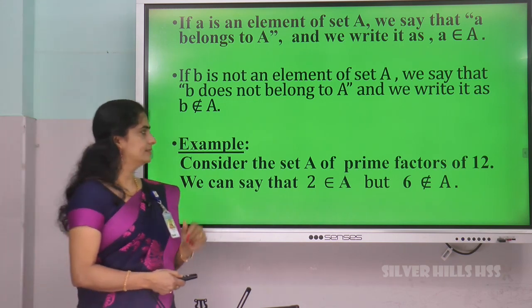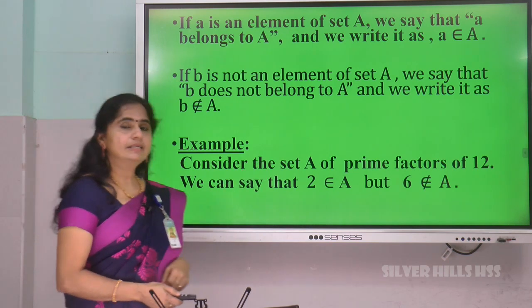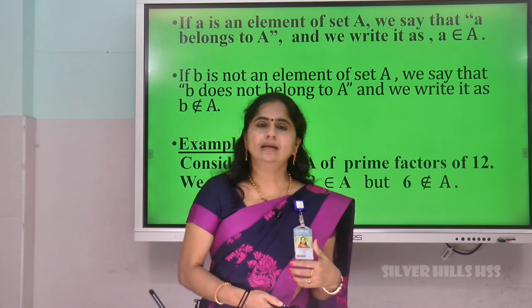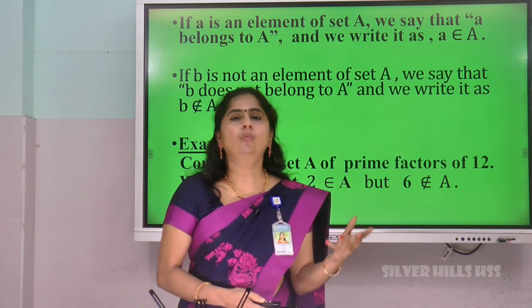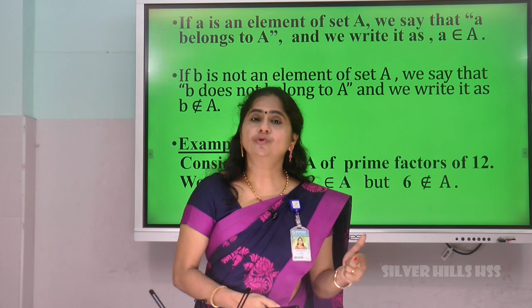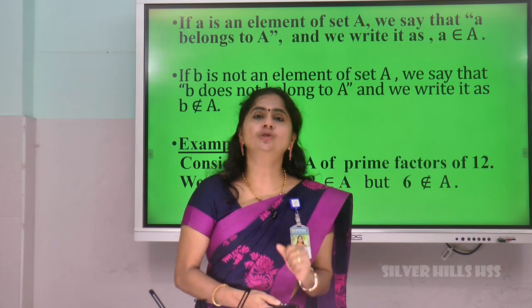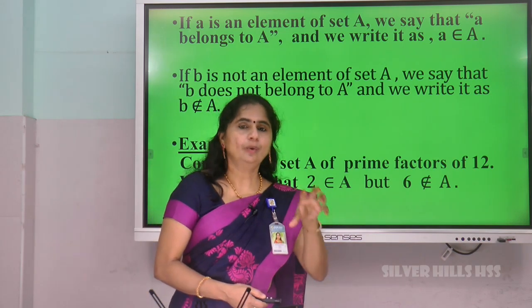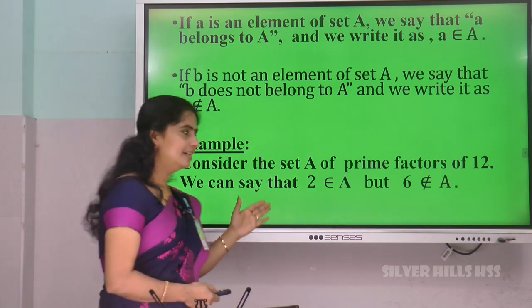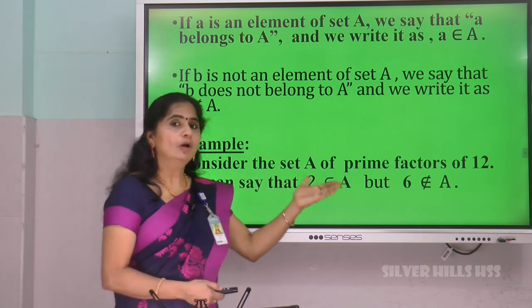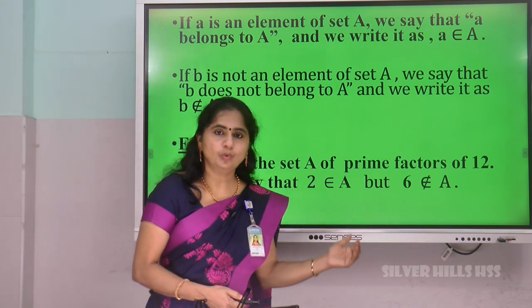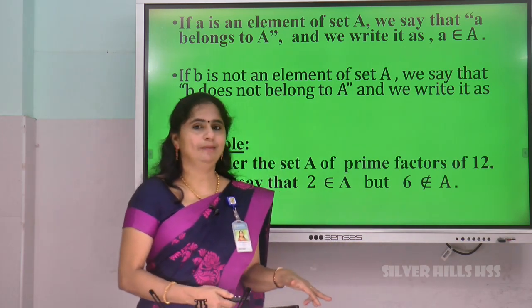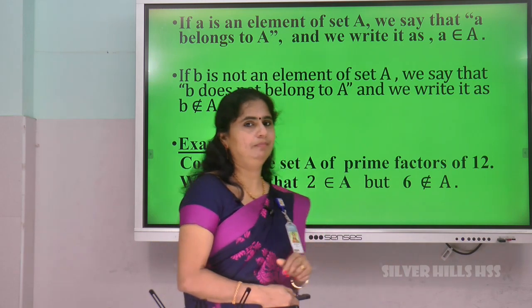Now, consider the example. Consider set A of prime factors of 12. We know that the factors of 12 are 1, 2, 3, 4, 6 and 12. So, here you are asked to find the prime factors. So, I can say that 2 belongs to A because 2 is a prime number, and 6 does not belong to A because 6 is not a prime number.